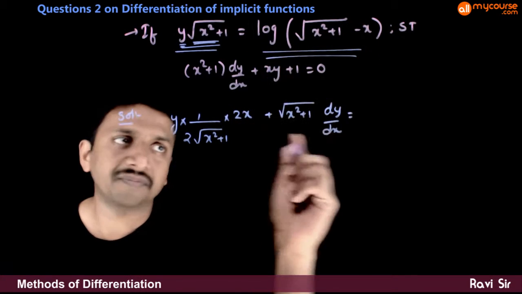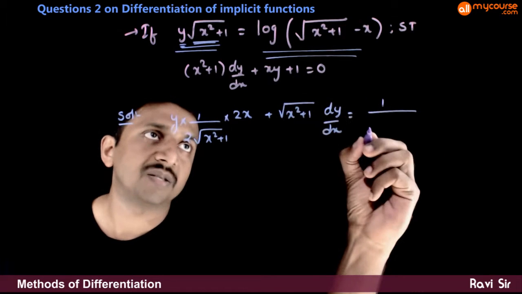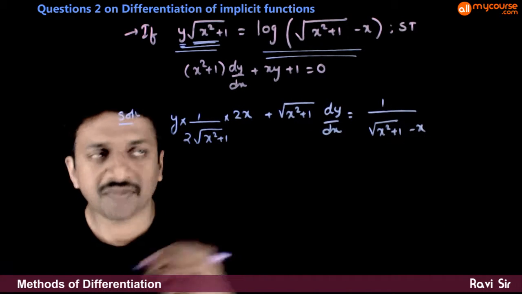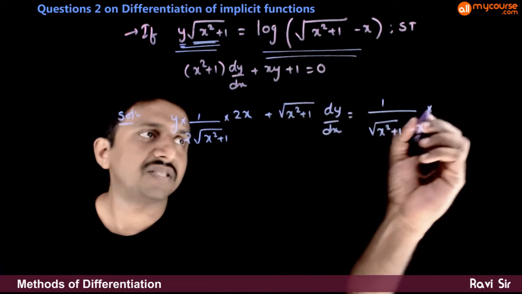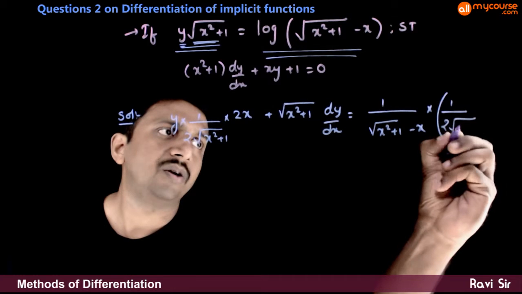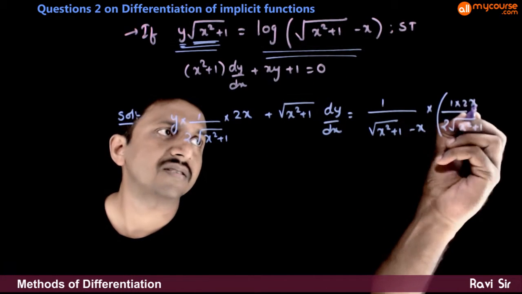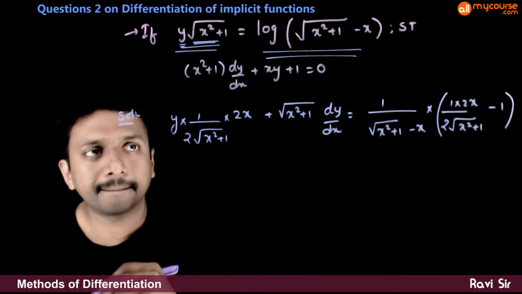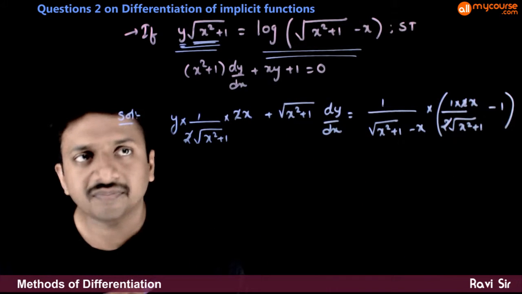So what is the differentiation of the RHS? This is log of something. Log of something's differentiation is 1 by something, that is 1 by root x square plus 1 minus x, into the differentiation of this. So what is the differentiation of this? Again, this is root of something: 1 by 2 root x square plus 1 into the differentiation of x square, which is 2x, minus x's differentiation, which is 1. So 2 and 2 get cancelled here, 2 and 2 get cancelled here.